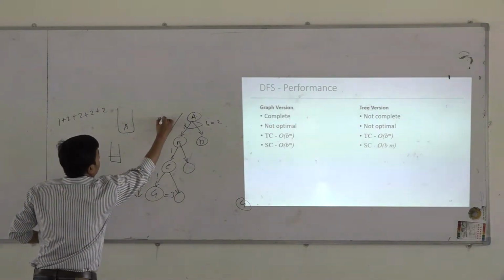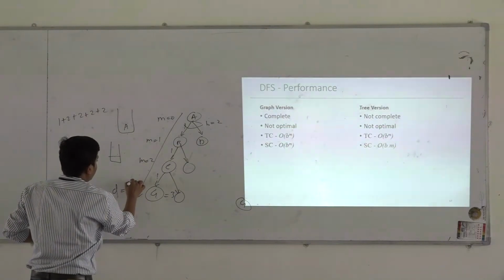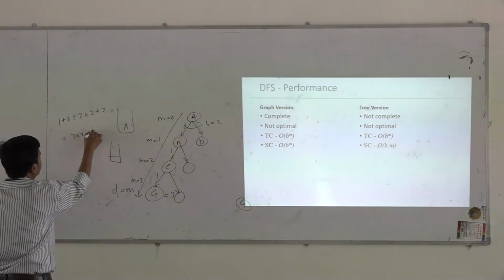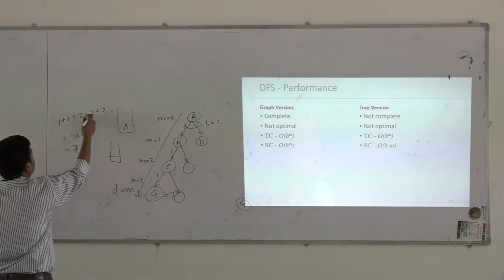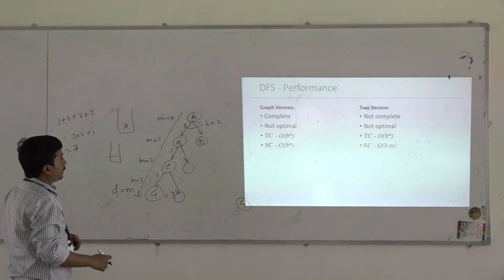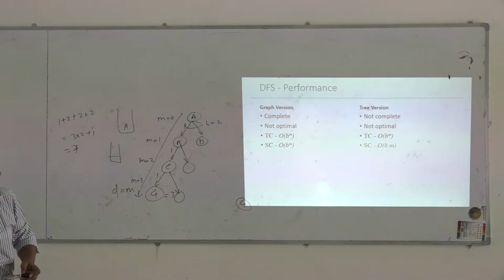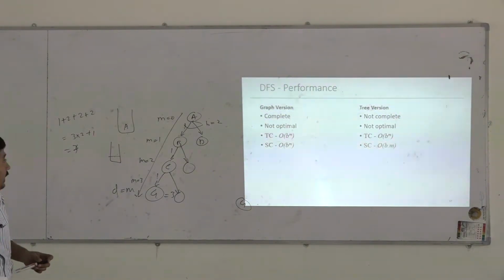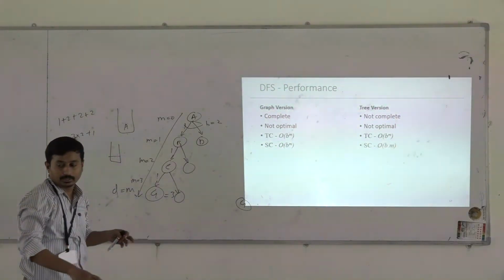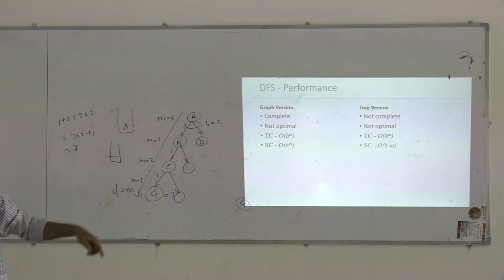So m is 0 here, m is 1 here, m is 2 here, m is 3. So 3 into 2 plus 1, that is 7. So that's why space complexity is linear here, and that is the biggest advantage of DFS. We have to maintain only one branch, not all the branches. So that's why we want to exploit that advantage of DFS.